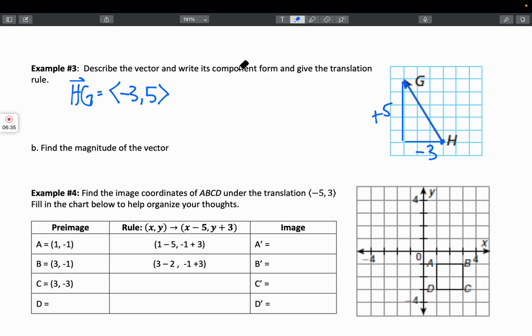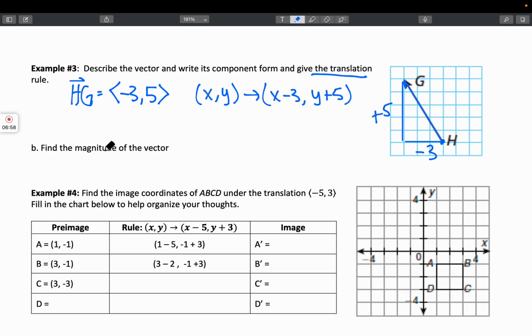Next, we want to give the translation rule for this vector. So the translation rule tells us that all of our original ordered pairs are going to be changed by subtracting 3 from the x's and adding 5 to the y's. In words, that would be left 3 and up 5.